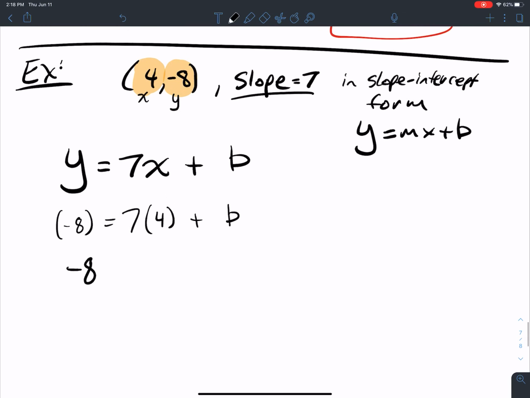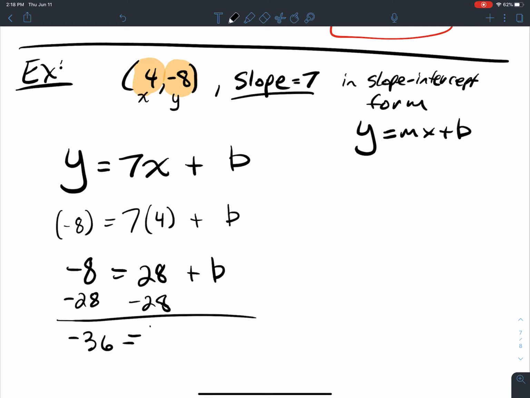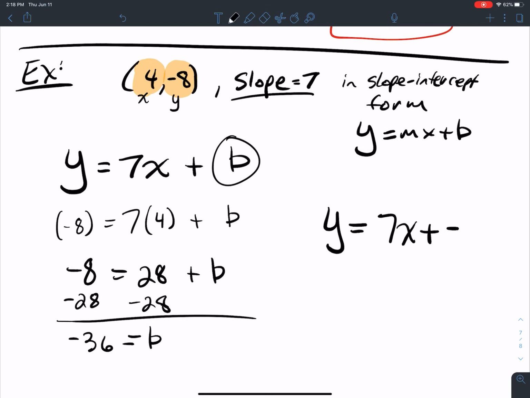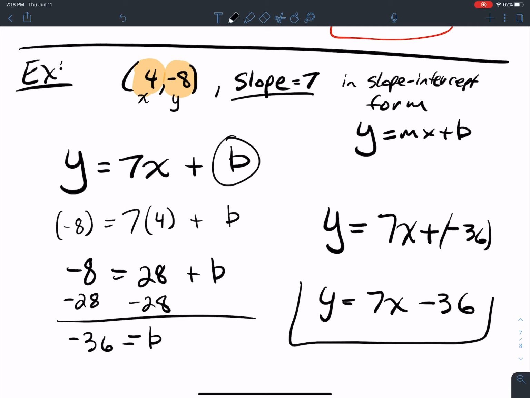And so that gets me negative 8 equals 28 plus b. Subtract 28 from both sides, and I get negative 36 equals b. So what does that tell me? The equation of the line is y equals 7x plus b, where b is negative 36. So y equals 7x minus 36. Okay? And this is in slope-intercept form right here. All right? Let's do another one in slope-intercept form.